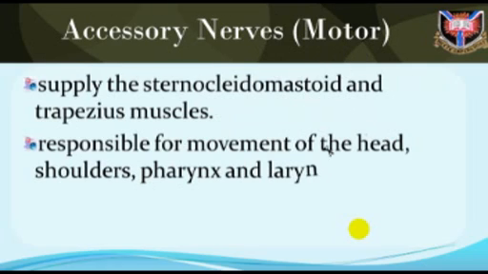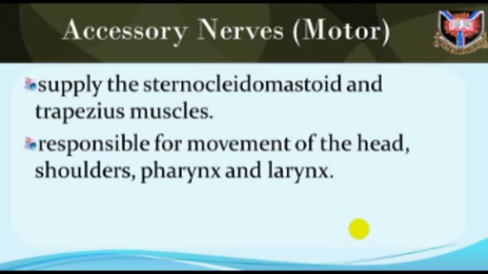Accessory nerves. These motor nerve fibers arise from the medulla and the spinal cord to supply the sternocleidomastoid and trapezius muscles. They are responsible for movement of the head, shoulders, pharynx, and larynx.